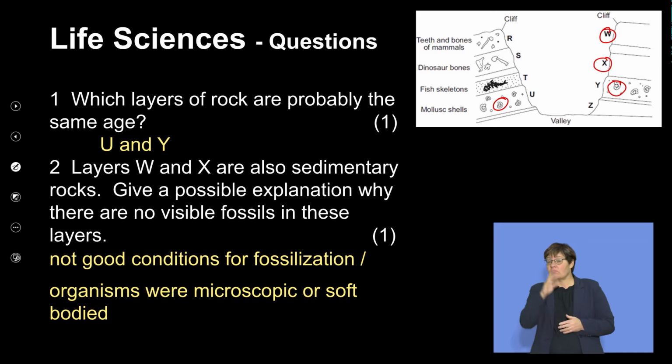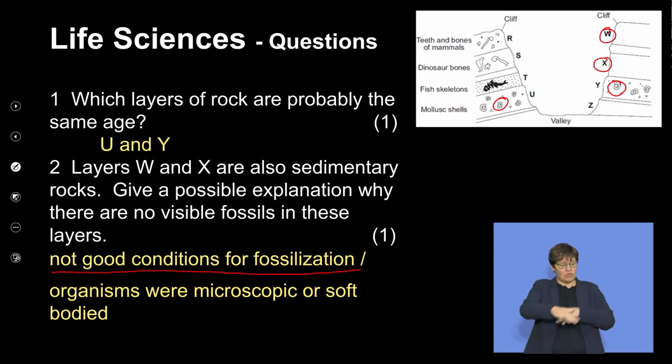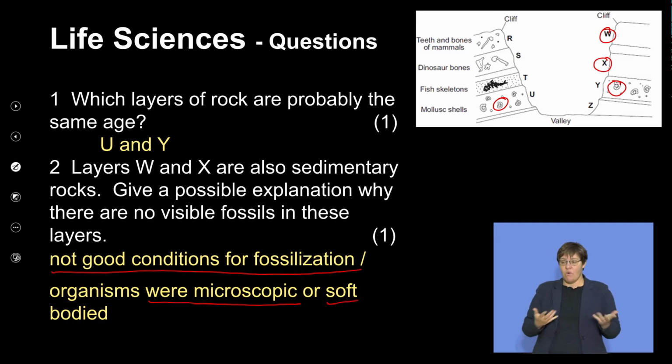First of all, you must remember that 99% of living organisms don't form fossils. Fossils are only formed when conditions are just right. So the most common explanation would be that the conditions for fossilization weren't good. Another answer you could give is that the organisms were microscopic, so you couldn't see them, or the organisms were soft-bodied, and we know that soft-bodied organisms generally don't form fossils.